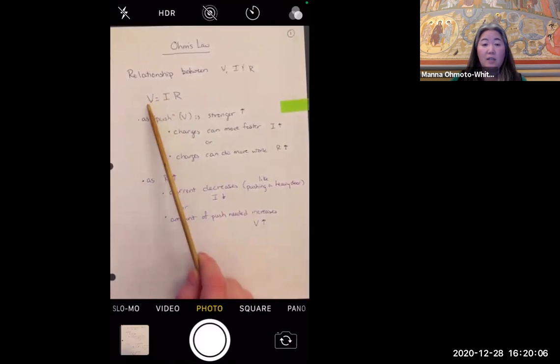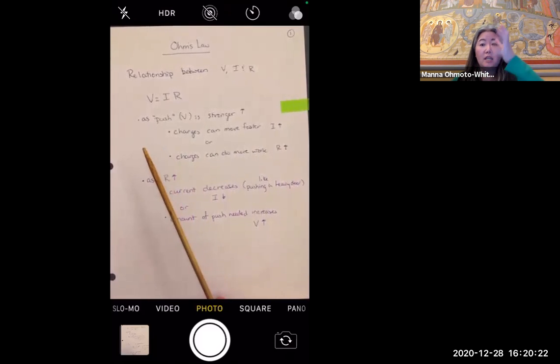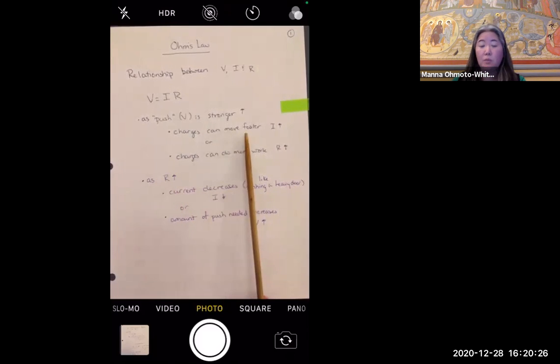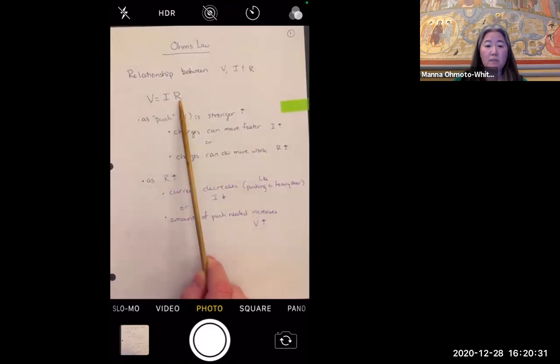Another way of looking at it is the more push I have, the more the charges can do work, right? So it has more of an ability. So think about blowing on a windmill, right? If I blow on it really hard, I can actually get a larger windmill to move, or I can get my windmill to move faster. So this relationship, as my V increases, my I increases.